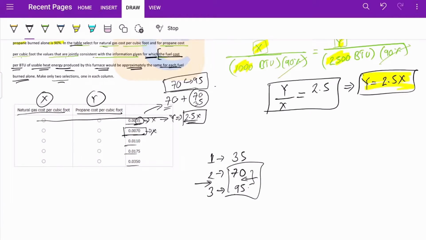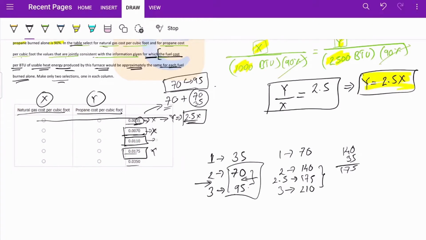Say 70 is our X. So 70 is 1 times, twice would be 140, thrice would be 210. There should be a number between these two, 2.5 times. That is basically 140 plus 35, that is 175. And the option exists. So if this is X, this can be Y. You can check for this. If this is X, what is Y? You will again not find the option, and this cannot be X because there's no number greater than this to be Y. So yeah, these are our answers here.